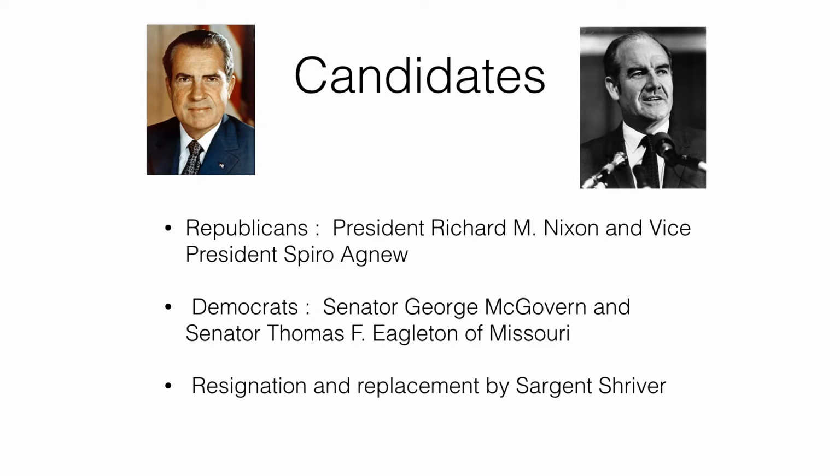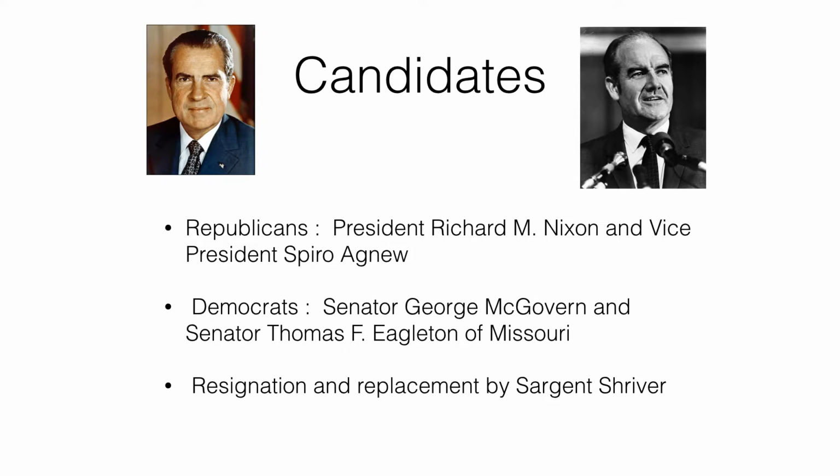In 1972, the Republicans nominated President Richard Nixon and Vice President Spiro Agnew. The Democrats, still split over the war in Vietnam, chose a presidential candidate of liberal persuasion, Senator George McGovern of South Dakota.